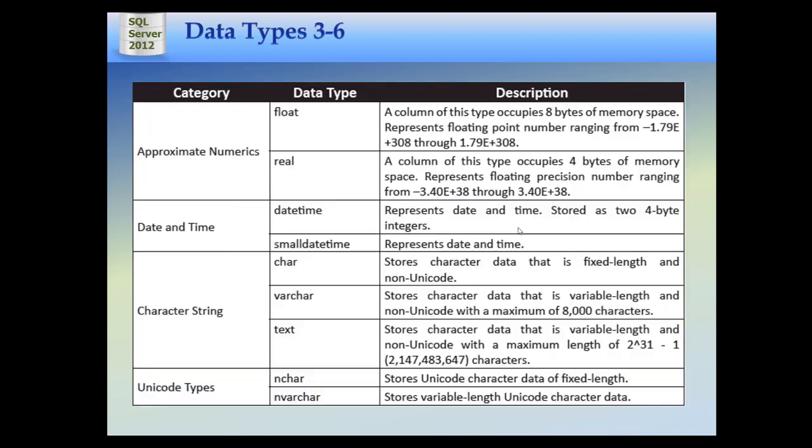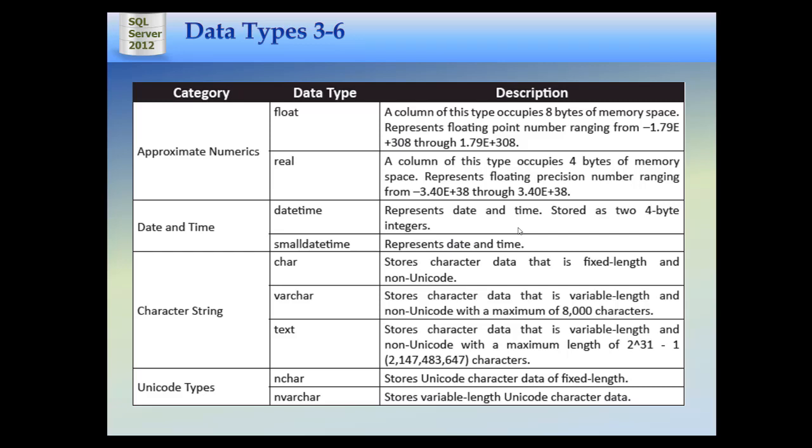Then we have approximate, we have the float and real. So this is a column which occupies about 8 bytes of memory space. And you can see the range, that is negative 1.79 E plus 308 through 1.79 E plus 308. We have the real, so a column of this type occupies 4 bytes of memory, and the range is given there as well. We have date time. So this is when you're dealing with dates and times, and basically it's stored as 4-byte integers. We have small date and time, basically, which represents a date and time. We have strings, basically called character strings, and we have various types. We have these ones which are non-Unicode, and the ones below it which support Unicode characters.